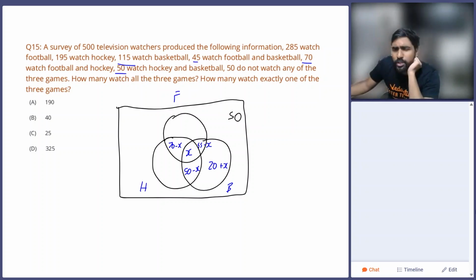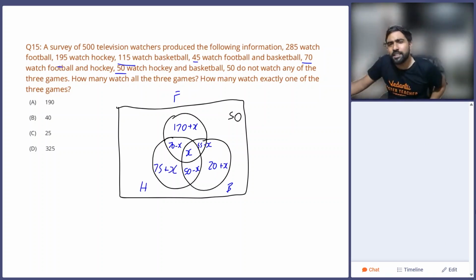Then only football, what do I have? Total football watchers is 285. I already have 115 over here. So that's 170 plus X. Then total number of hockey watchers is 195. We have 120 already over here, 95. So that's 75 plus X, which is required.